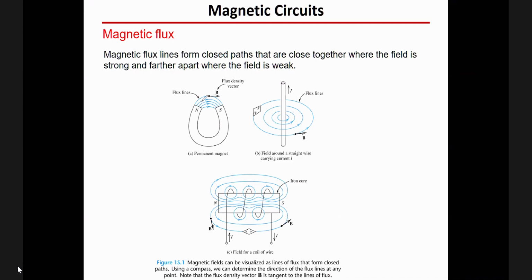So these lines moving in this permanent magnet from north to the south, or these lines moving based on Ampere's right-hand rule around the wire, or these lines moving also in the magnetic core, we call it magnetic core, inside the coil, all of them are the fluxes of the magnetic field. The unit of the flux is Weber.